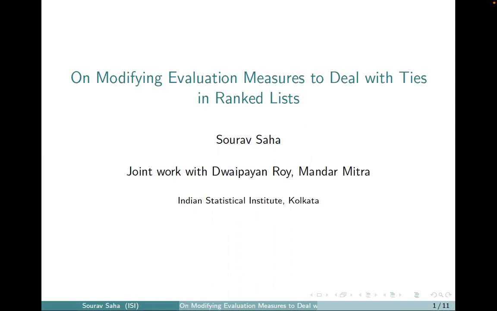So I'm going to present our work on modifying evaluation measures to deal with ties in ranked lists. Ties can be present in ranking. We observe ties in ranking in three applications. One is knowledge gap recognition, by a recent work, Sun and Bashina et al. at ACL 2020. The second one is document ranking, and the third one is question answering.